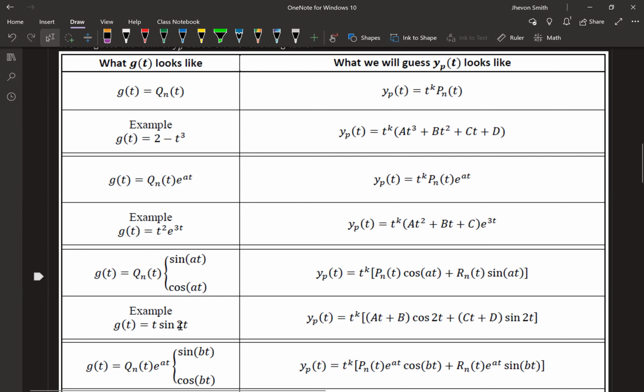Specific example. Suppose on the right side I have t times sine 2t. This is a first degree polynomial times sine 2t, which means my guess should be a general first degree polynomial times cosine plus a general first degree polynomial times sine. So it looks like at plus b times the cosine plus ct plus d times the sine. And potentially I have to multiply by a power of t to kill overlaps with the homogeneous, but not always. And that will be the guess for the yp.